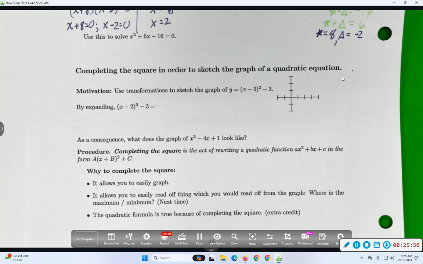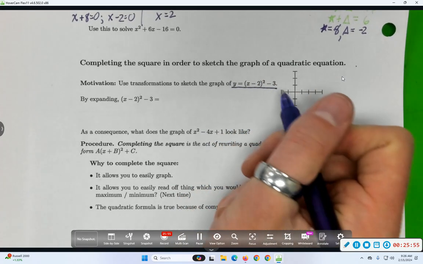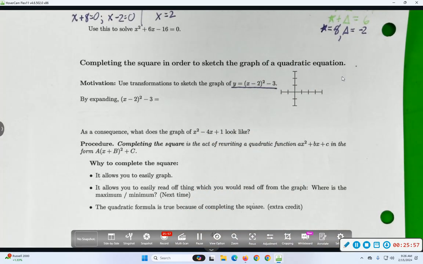So here's an exercise. Suppose I asked you to graph this function, y equals x minus 2 squared minus 3. What would you do? How would you graph that? Think about the stuff you did yesterday. I know it was a while ago. Would you FOIL x minus 2 and then make it equal to 0? No, I don't want to find the roots, I just want to find the graph.